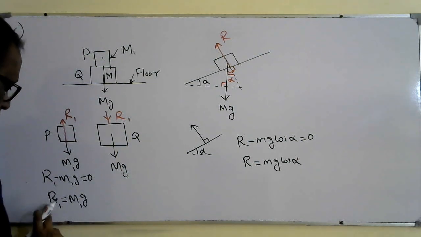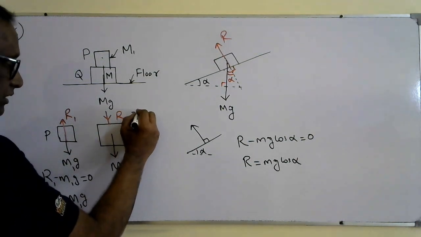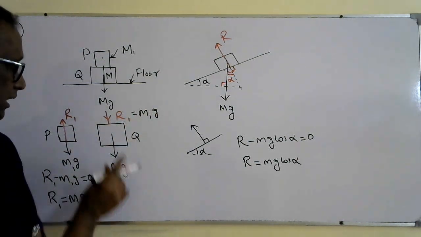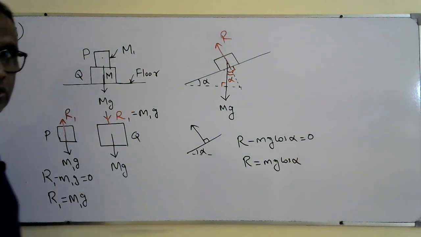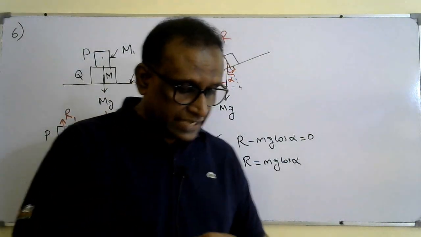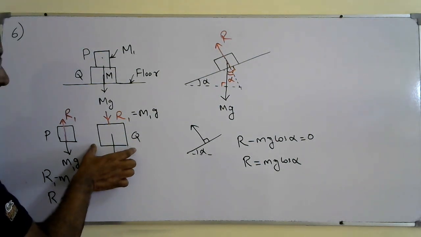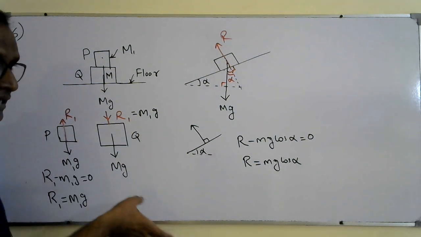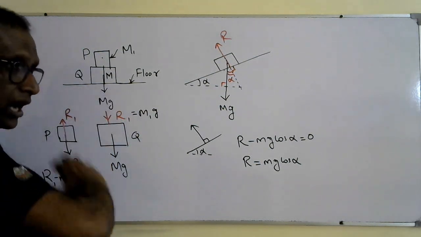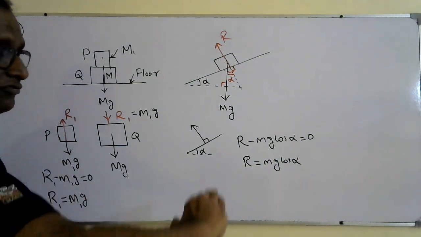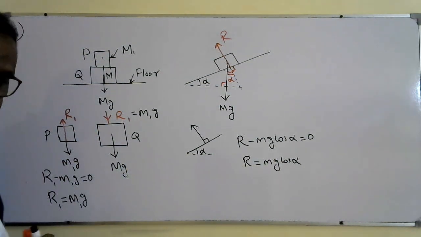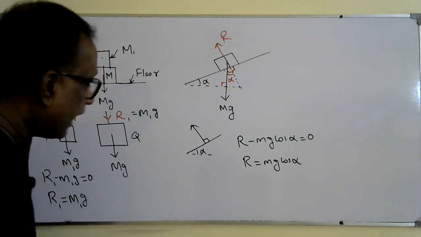I told that R1 is equal to M1G. Now Q is at rest on the floor. So what's happening? Q will have the intention of falling down, but it can't fall because it's on the floor, a rigid floor. So Q will exert a force on the floor downwards.